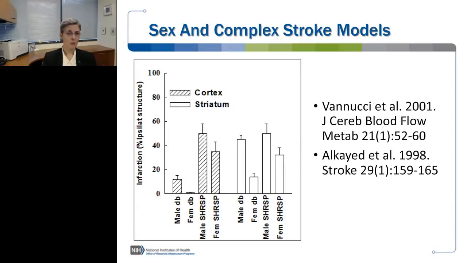There are several well-known risk factors for stroke, 2 of which are diabetes and hypertension. And what this slide demonstrates is that even in the presence of these 2 well-known risk factors that can create even greater injury in stroke outcomes, we still see differences in infarct volume between male and female animals. For example, here in the cortex, you can see that female diabetic animals have less infarct volume compared to the males, and the same is true for the hypertensive animals.